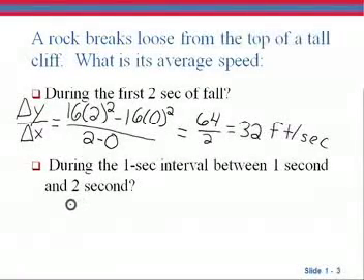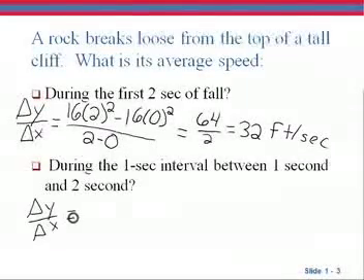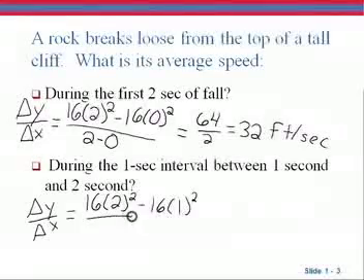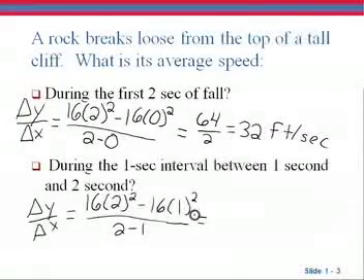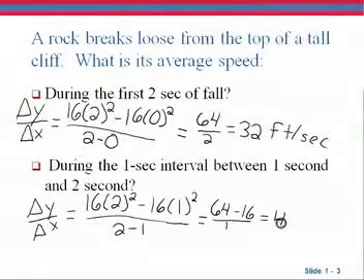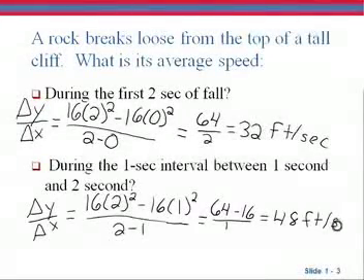Now during the 1 second interval between 1 second and 2 seconds, we'll again look at the change in our distance divided by the change in our time. The change in our distance is, at 2 seconds, our distance is 16 times 2 squared, minus our distance at 1 second, which is 16 times 1 squared. Our change in time is that we go from 1 second to 2 seconds. So on top we have 16 times 4, which is 64, minus 16 times 1, which is 16, and we will divide that by 1. That's 48 divided by 1, or 48. So between the 1 second and 2 second time marks, the average speed was 48 feet per second.